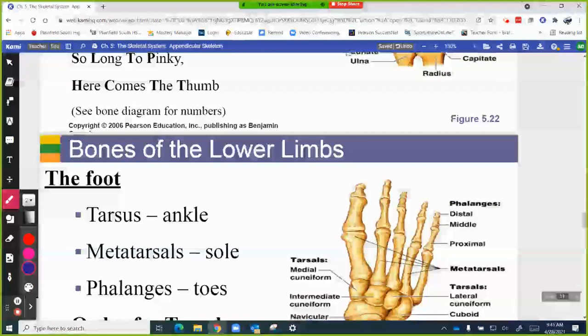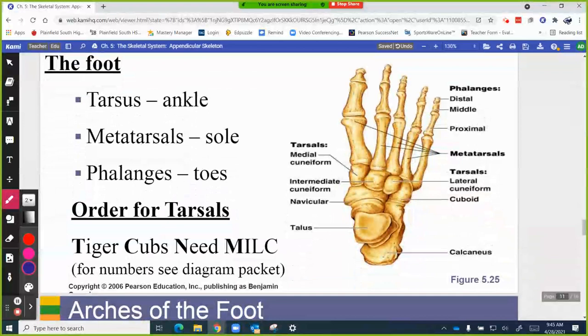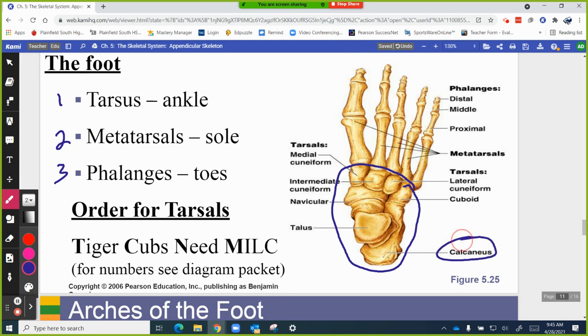All right, from there, we're going to move to the foot. Same thing. You don't have to know all these little bones in the ankle. Just know them collectively. The foot has three sections just like the hand. The foot has what are called tarsal bones, everything from the metatarsals backwards. The heel bone itself is known as the calcaneus.